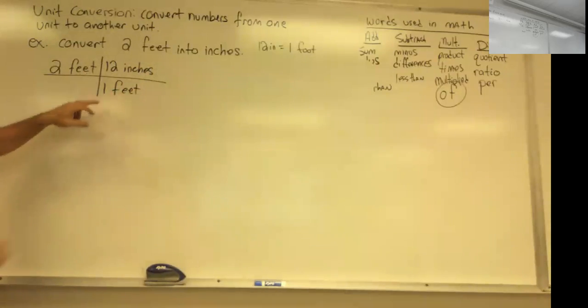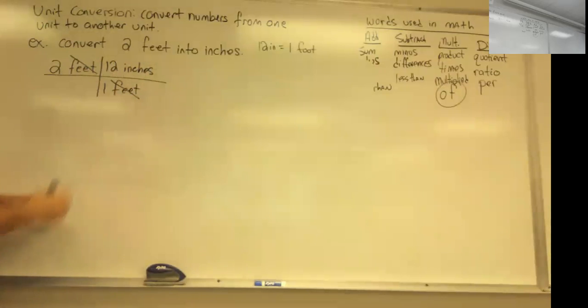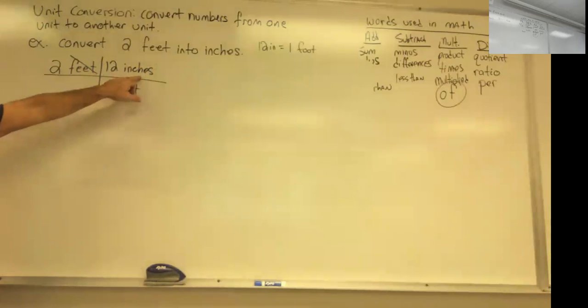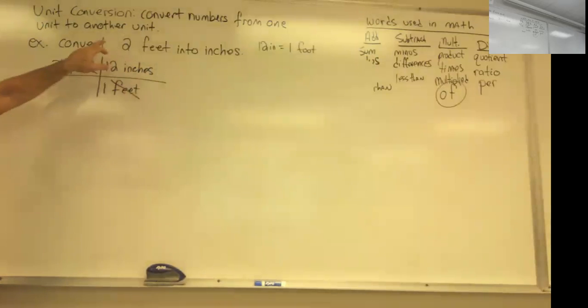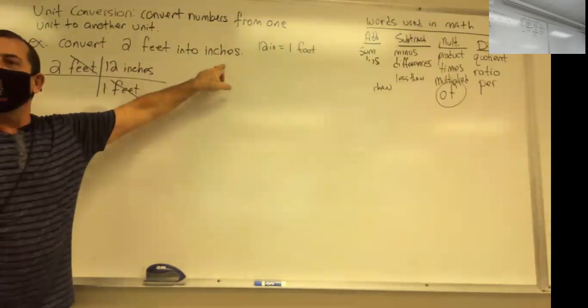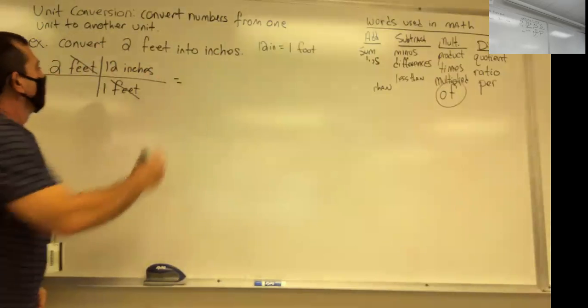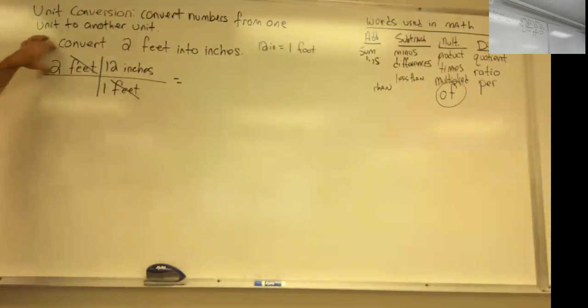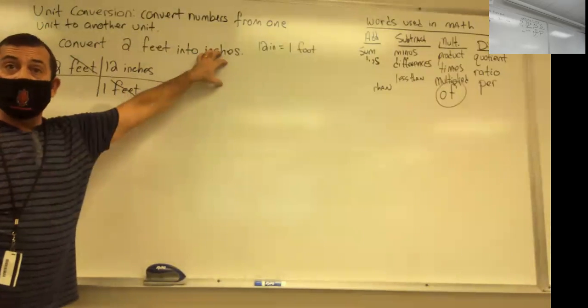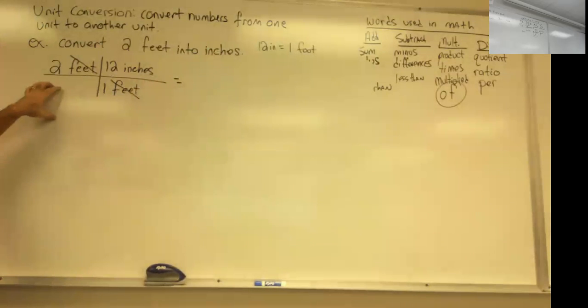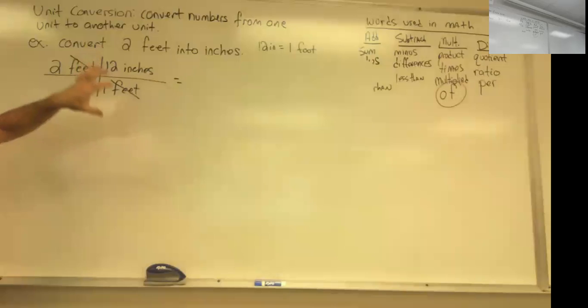I'm going to cancel them feet out. So the only unit left is my inches, and what they want me to turn it into? Inches. Now, everything on top gets multiplied, anything on bottom would get multiplied, and then my final step would be to take the top, divide by the bottom.